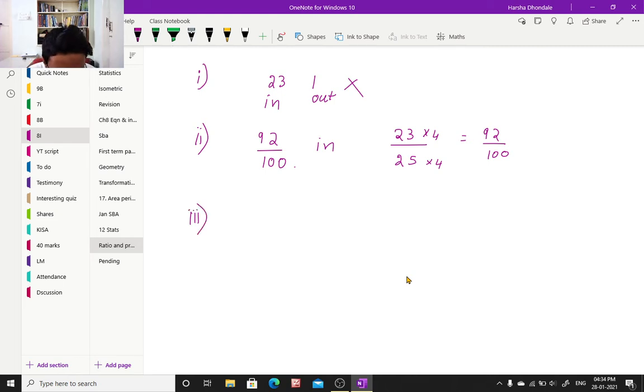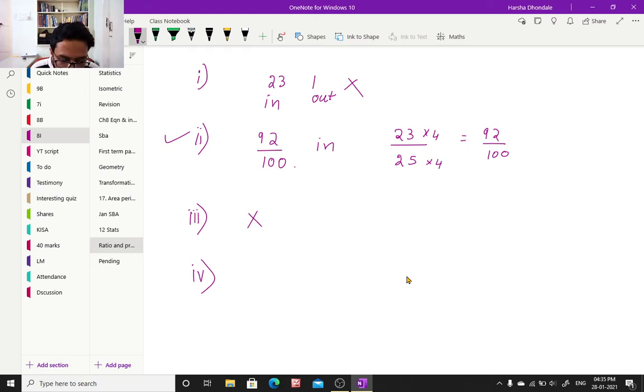Then third one, for every 2 of his serves that were in, 23 serves were out. Actually, for every 2 serves that were out, 23 were in. So they have given it in reverse way. So this is not correct. Second one is right, first one is wrong, third one is wrong.